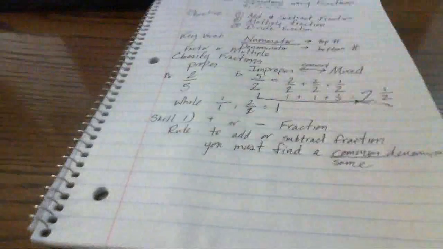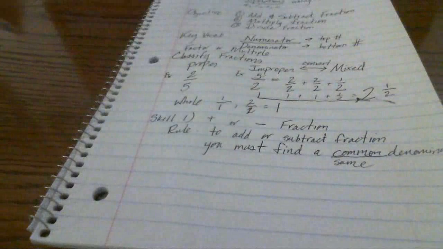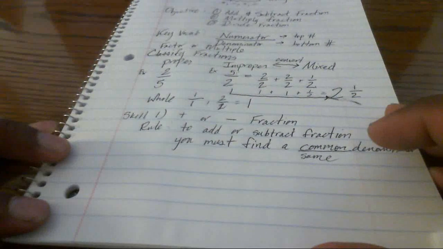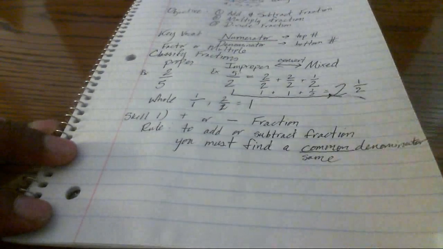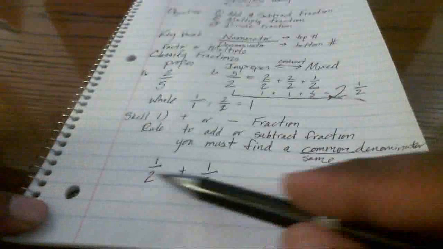So factoring just means that we break numbers down into smaller numbers that divide evenly into the larger number. For example, if I wanted to add 1/2 plus 1/5, these two denominators are different.